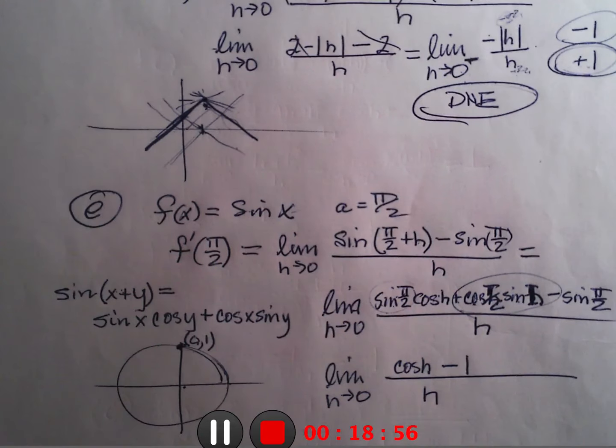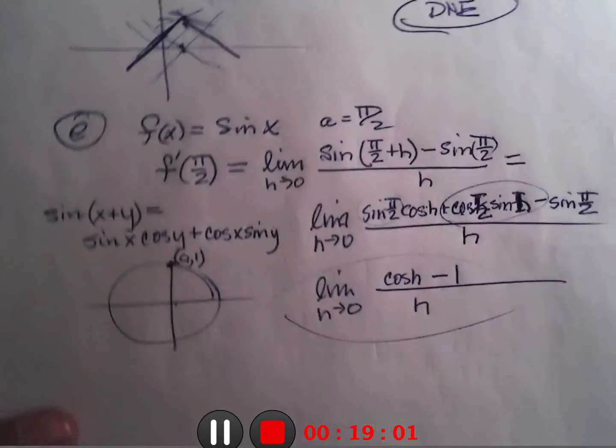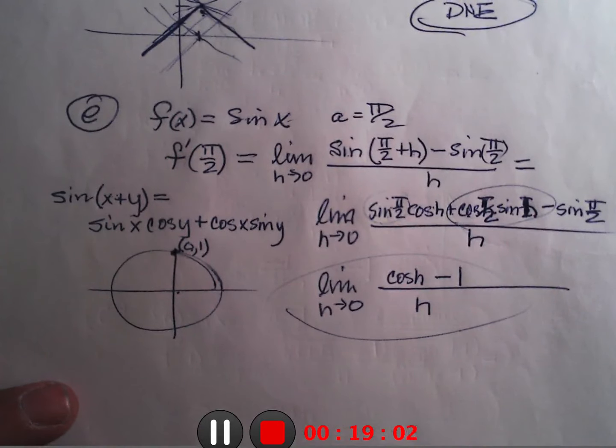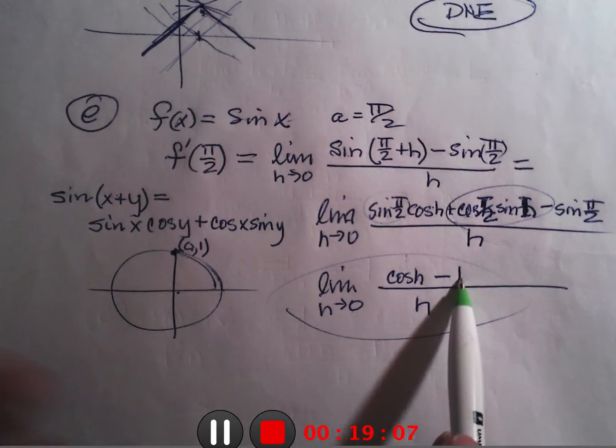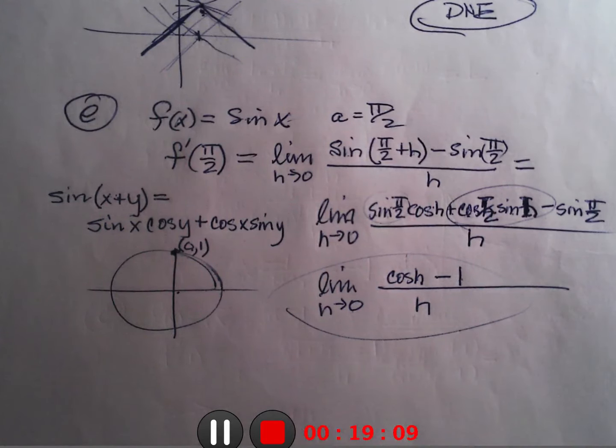Okay, so now we got to figure out what this is. Well, this is not obvious. If I put in 0, cosine of 0 is 1, so I get 1 minus 1, which is 0 over 0. I don't know what that is. So we have to kind of look at the calculator and get an estimate for this.